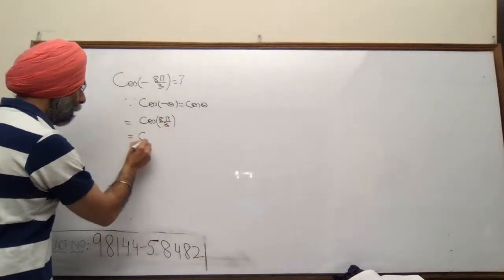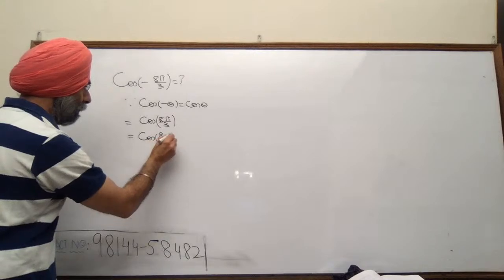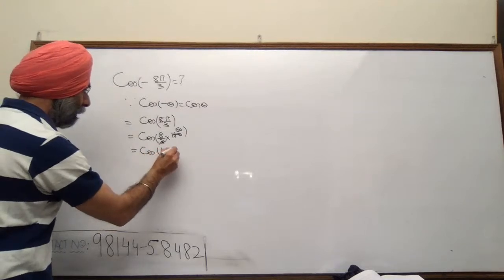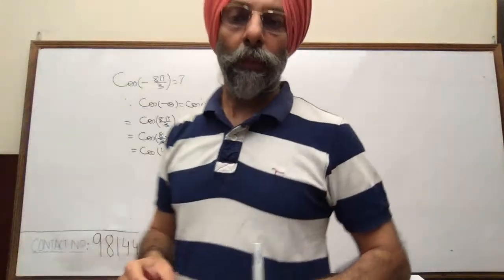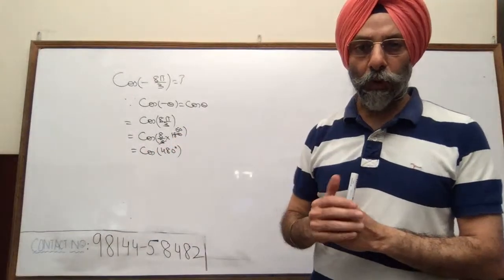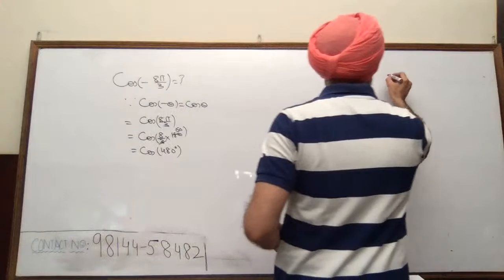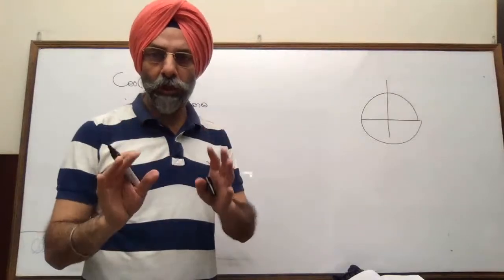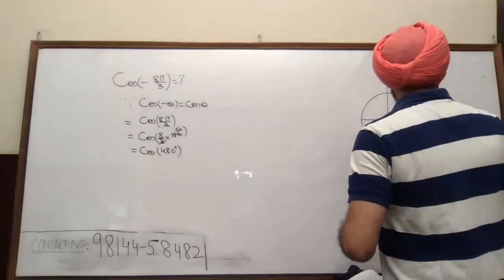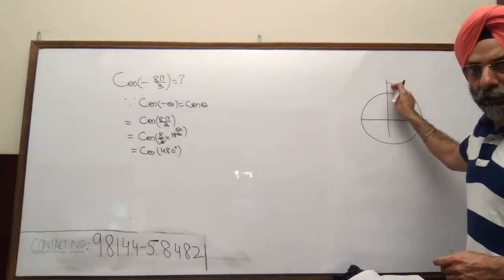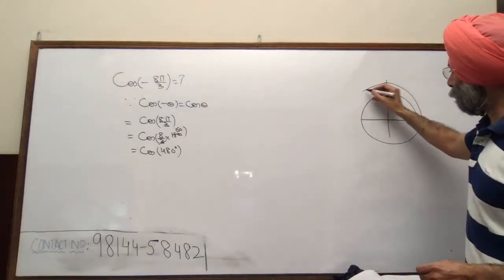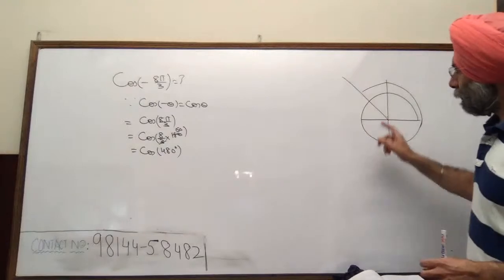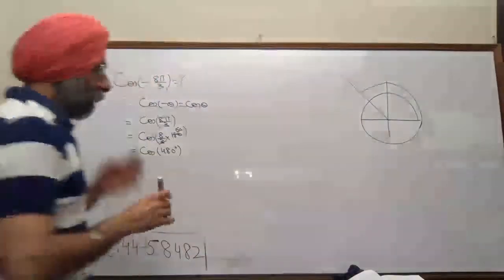Now, can I write this as cos of 8 upon 3 into 180? That is your cos of 480 degrees. That means this angle is cos of 480 degrees. So what do you mean by that? That means that one complete rotation of 360 degrees, then 90 is added, 450 degrees, then it falls in the second quadrant.